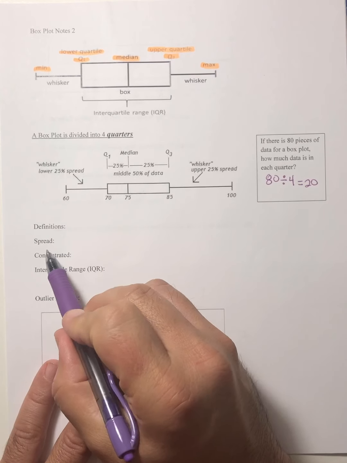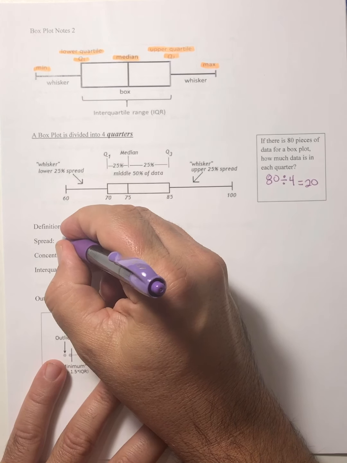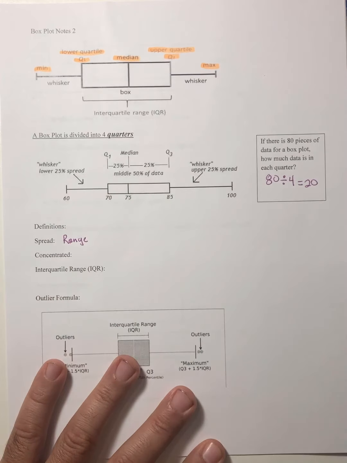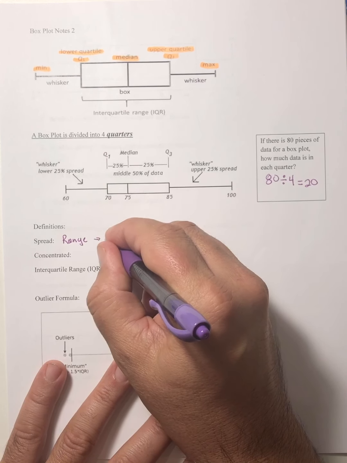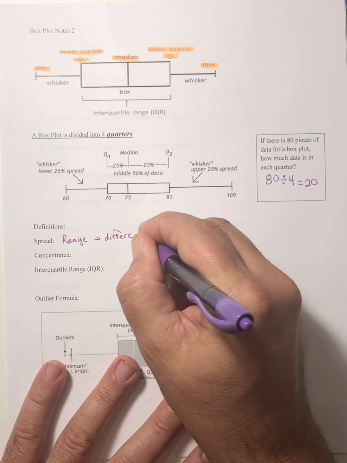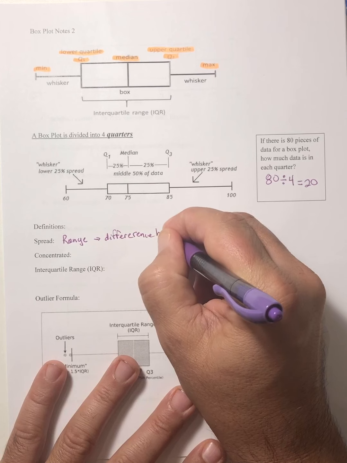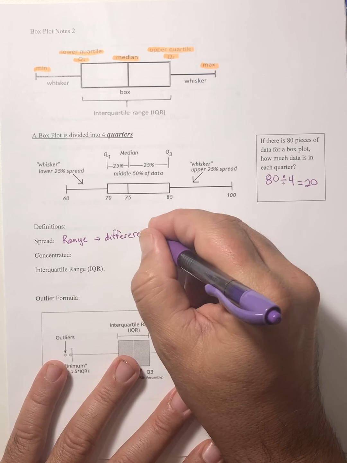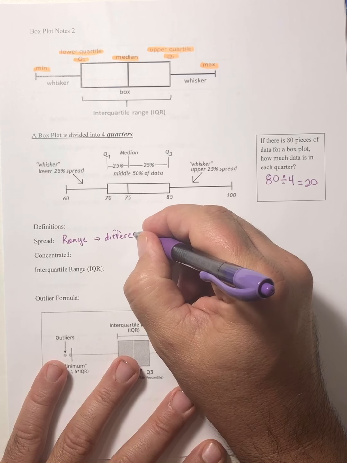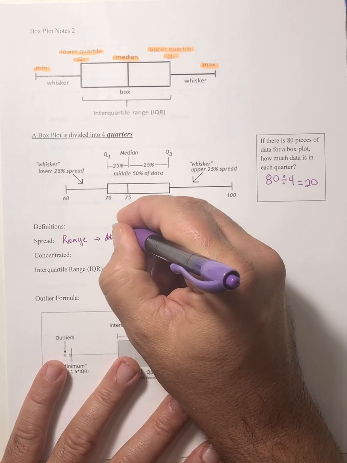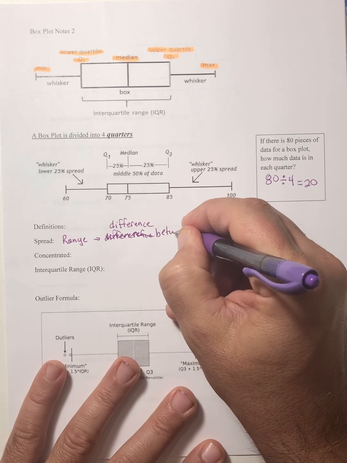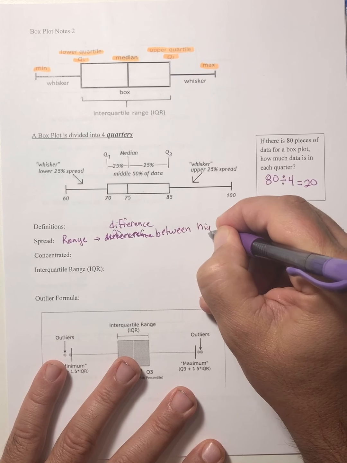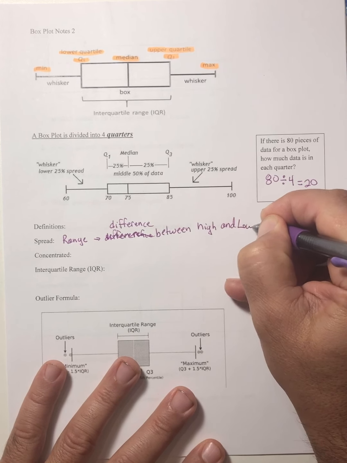So we have some words here. Spread is literally the range. It's another word for range, the spread. And the range is just the difference between high and low. Oh, it looks like I spelled difference wrong. D-I-F-F-E-R-E-N-C-E. Let me start over. The difference between high and low.